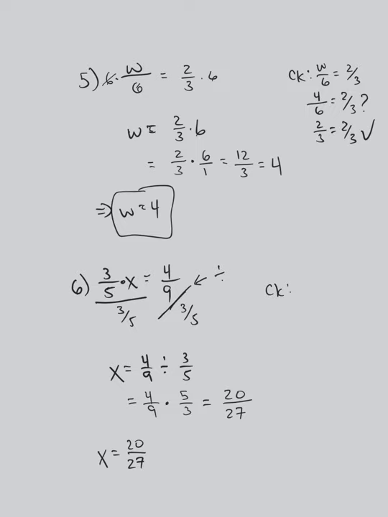Don't let it throw you. For my check, my equation is 3/5 times x is equal to 4/9. And we think that x is equal to 20 over 27. So I just filled in 20 over 27 for x. I went ahead and put that times sign in to remind me that that's not one big fraction, but two separate ones I need to multiply.